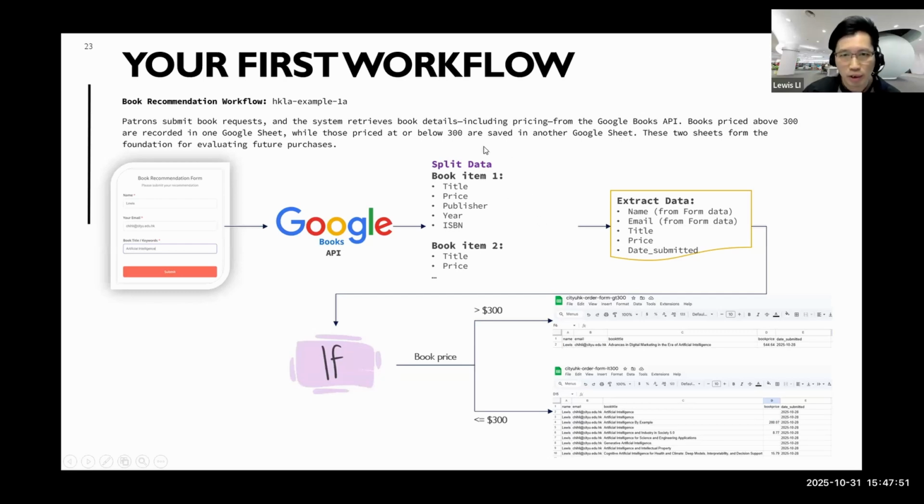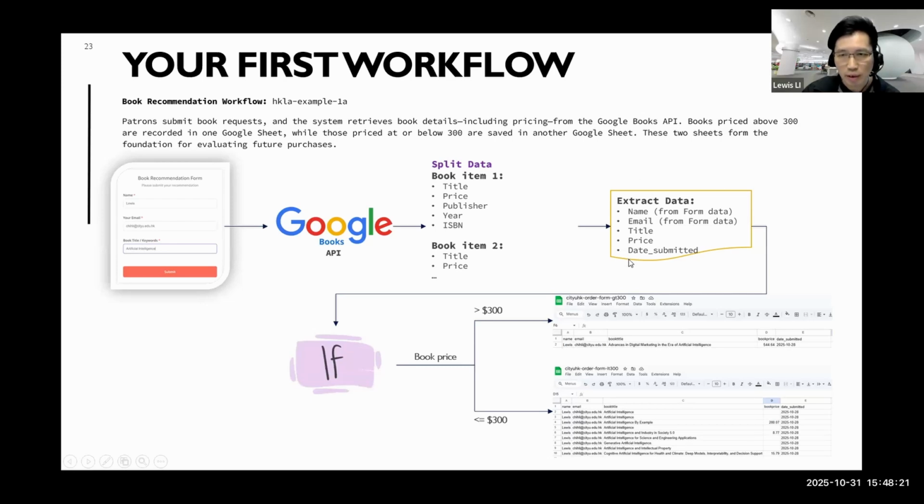So you have to split the data, and after you split it, I don't want to save all the data. I just want to extract some data only to save in the Google Sheet. I just want the name from the form, the people who submit the request, and the email of the requester, and the title, price, and date submitted of the book, which is from the Google Books API. So I want just this data.